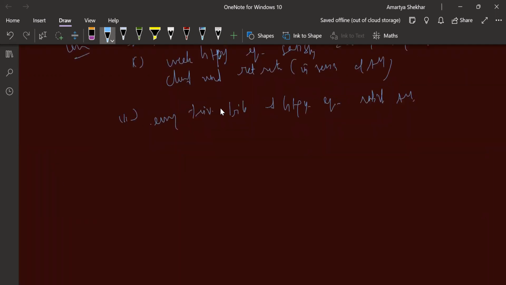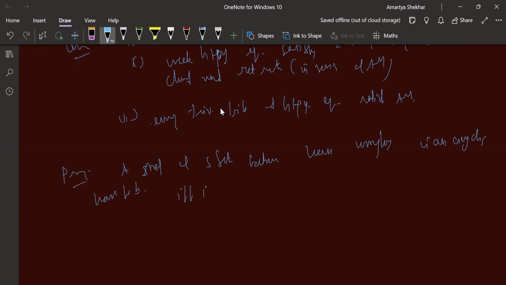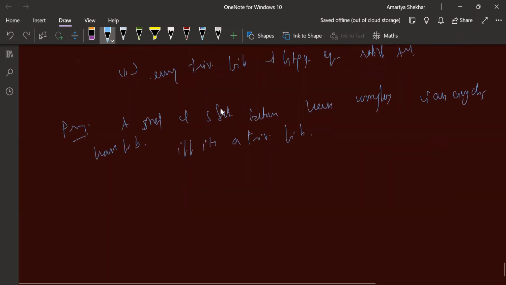So again, I'll just state it as a proposition. A map of simplicial sets between Kan complexes is an acyclic fibration, Kan fibration, if it's a trivial fibration. So I don't have the proof. I don't have time for the proof.